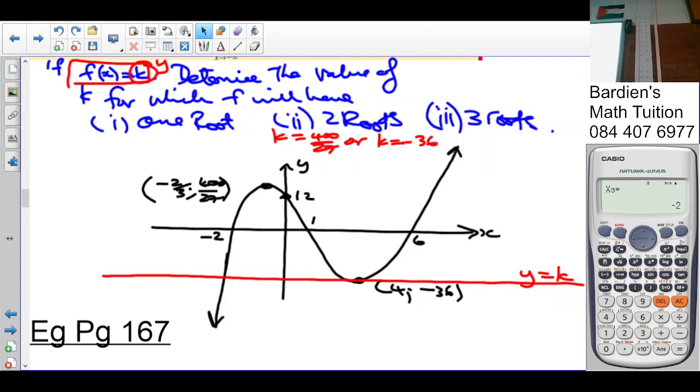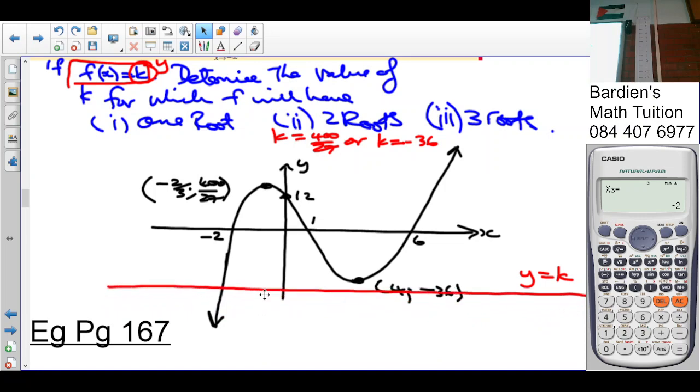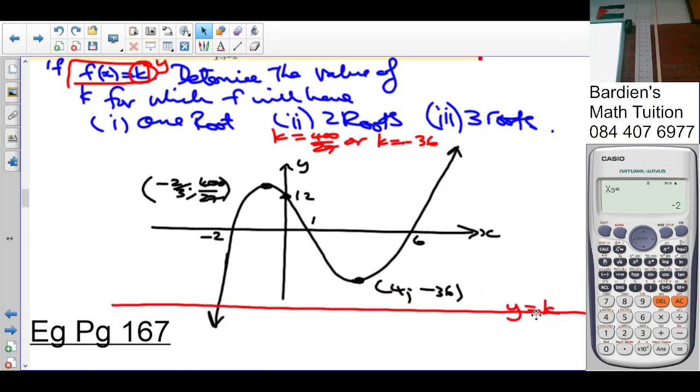Right. Now, if I bring this line down, then how many roots are we going to have here? 1 root. We're going to have 1 root there.